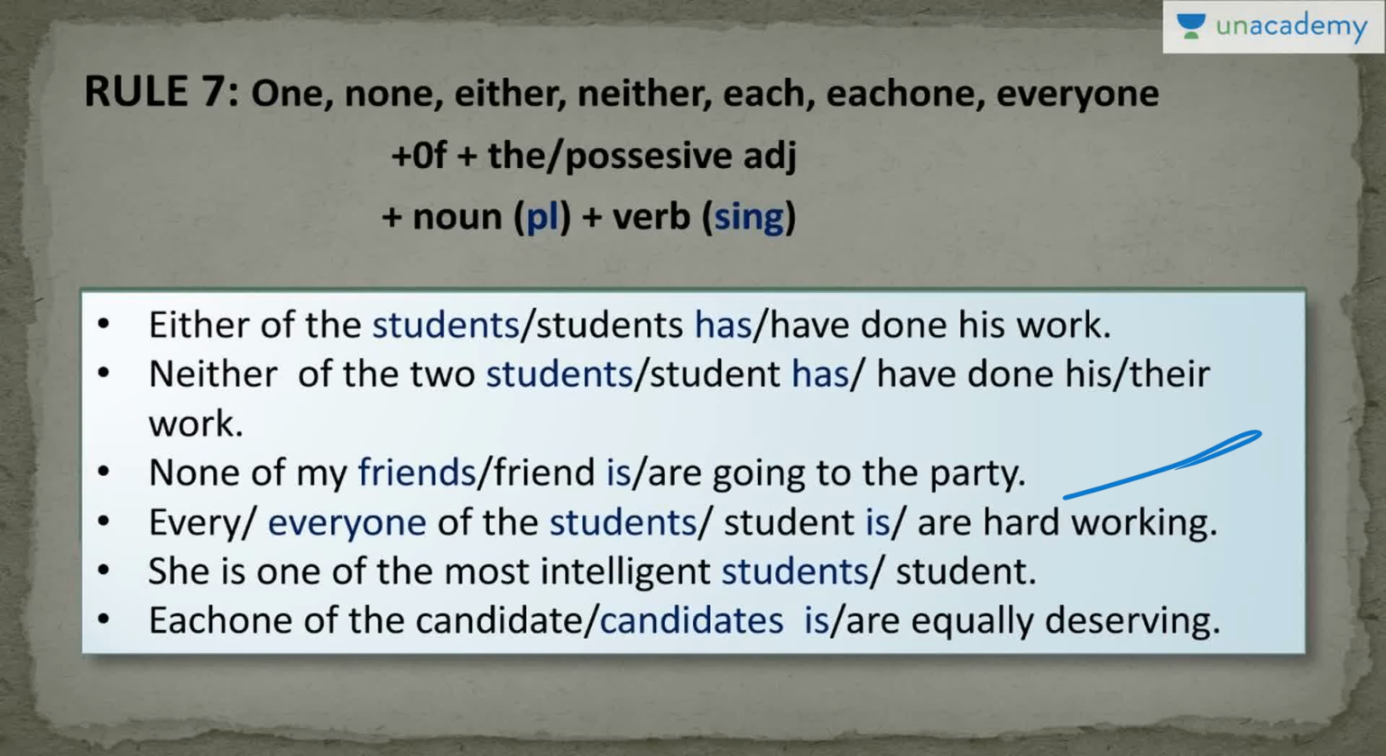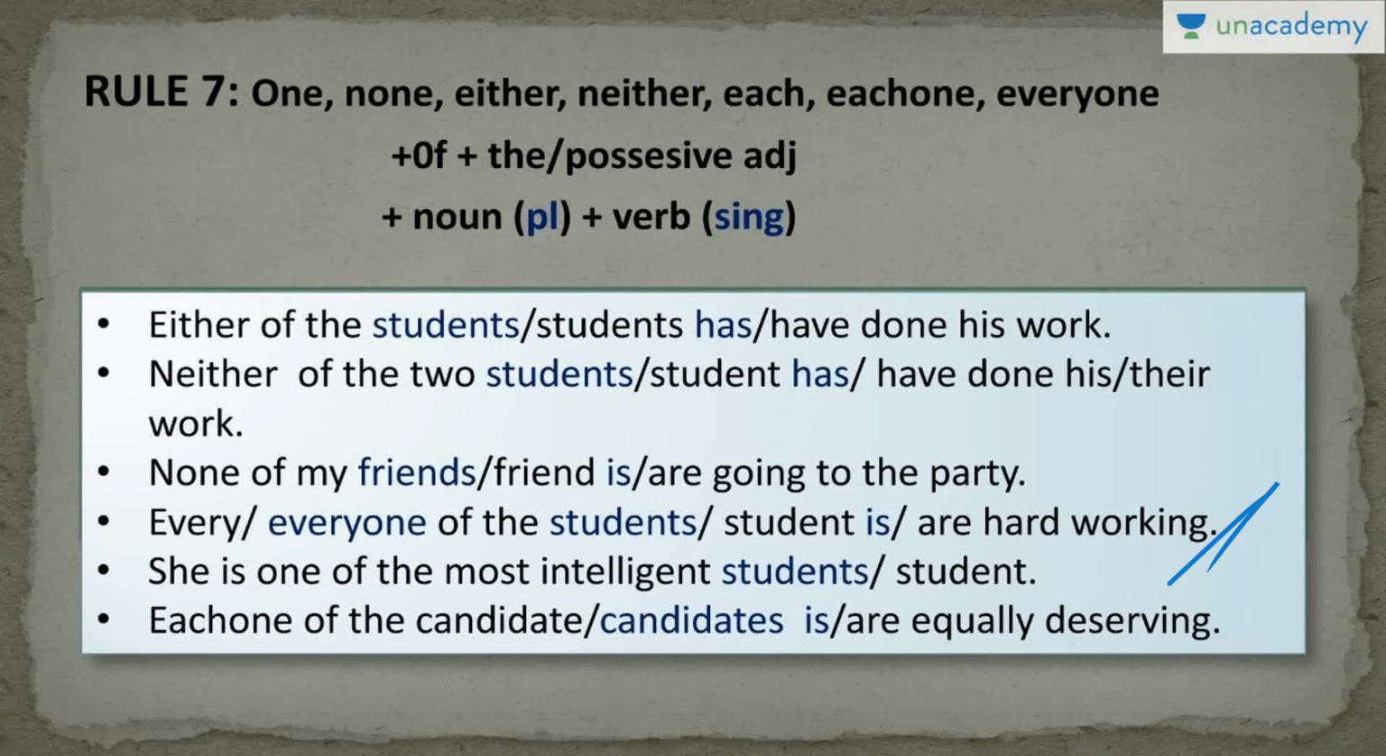Now here, it means that there are more than two friends. Next, every or everyone of the students or student is or are hardworking. First of all, in this construction, you cannot use every, and that is why I did not include this word in this category. Every here would be incorrect, and many a time this question has been asked where the sentence is every of the students. So of course this is incorrect. It has to be everyone. You cannot use every over here. So between every and everyone, I would choose everyone because every is wrong in this construction. Then there is of and the, and I know that after this the noun has to be plural, so I would choose students, and the verb has to be singular, so I would choose is, and the sentence becomes, everyone of the students is hardworking.